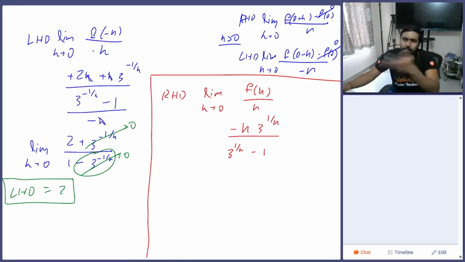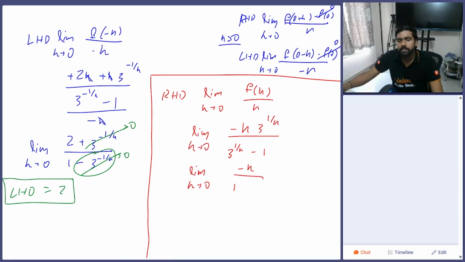So same funda, 3 power 1 by h, take it common from numerator and denominator, cancel it out. What you're left with is limit h tending to 0 minus h divided by 1 minus 1 upon 3 power 1 by h. What is this? This is 0 divided by 1 minus 0 format over here. What is this equal to? This is equal to 0 over here.